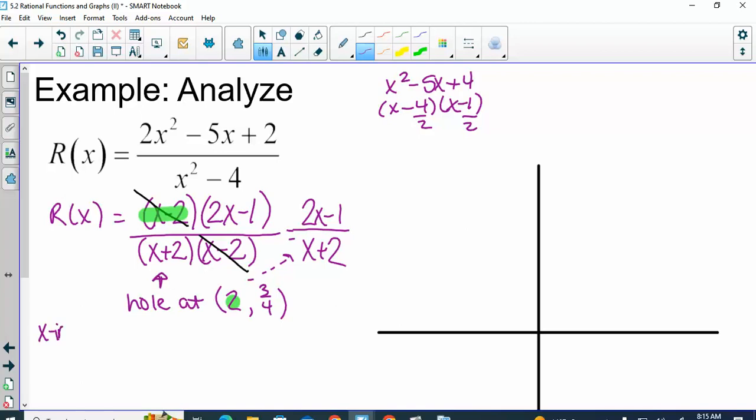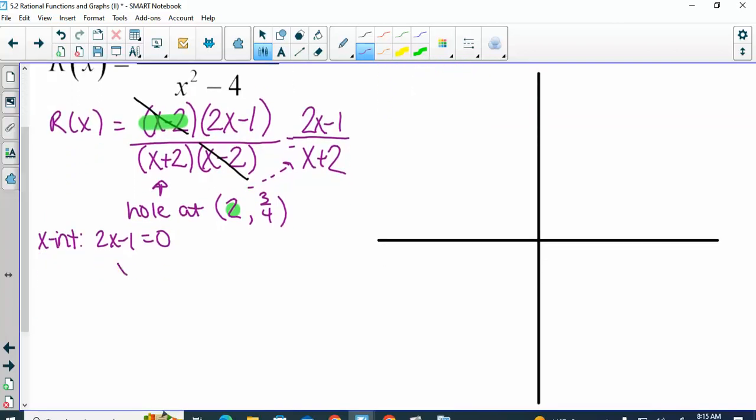X-intercept is really just what makes the top 0. So the top was 2x minus 1. If that equals 0, what do we get? Y-intercept, if you plug in 0 for all of your x's, again, I'm just using this reduced one, so we get negative 1/2. Vertical asymptote: x equals what makes the bottom 0, so that's negative 2.